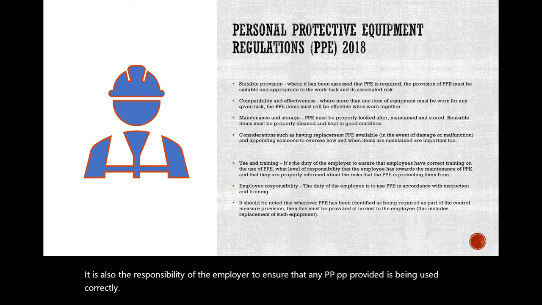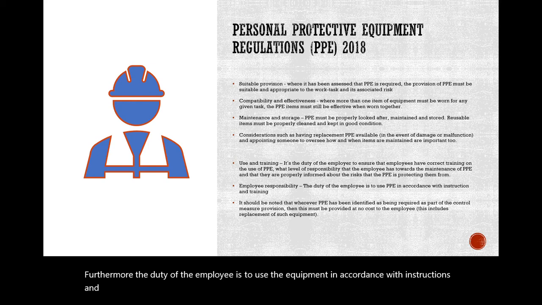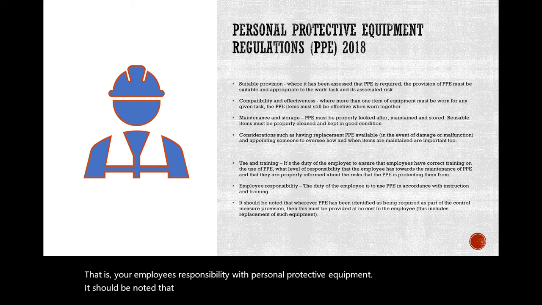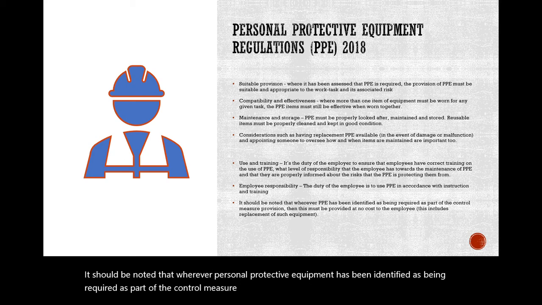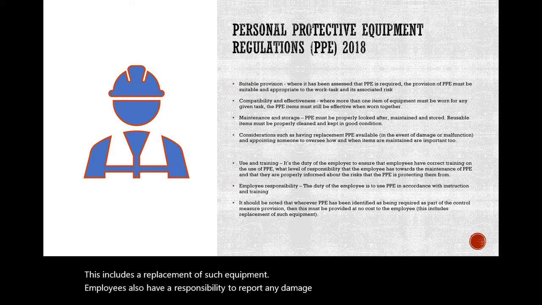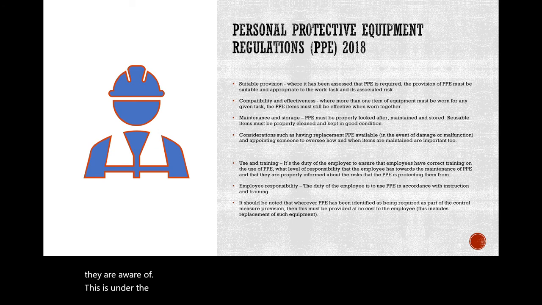Furthermore, the duty of the employee is to use the equipment in accordance with instructions and training. That is your employee's responsibility with personal protective equipment. It should be noted that wherever personal protective equipment has been identified as being required as part of the control measure provision, then this must be provided at no cost to the employee. This includes the replacement of such equipment. Employees also have a responsibility to report any damage, defects, or loss of equipment that they are aware of. This is under the legislation Personal Protective Equipment Regulation.